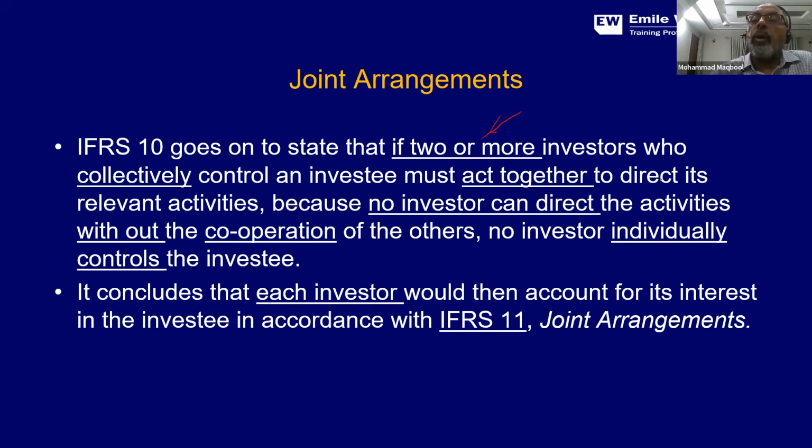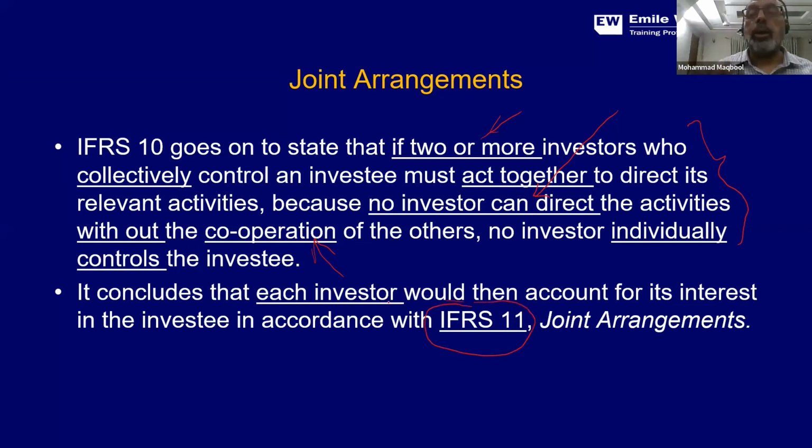In the case of joint control, no single person has that control over the activity. Individually, they don't have it. They have to cooperate with each other, and then they can have control. Each investor would then account for the interest in the investment in accordance with the IFRS 10 joint arrangement. We'll talk about the joint arrangement where the joint things are there.